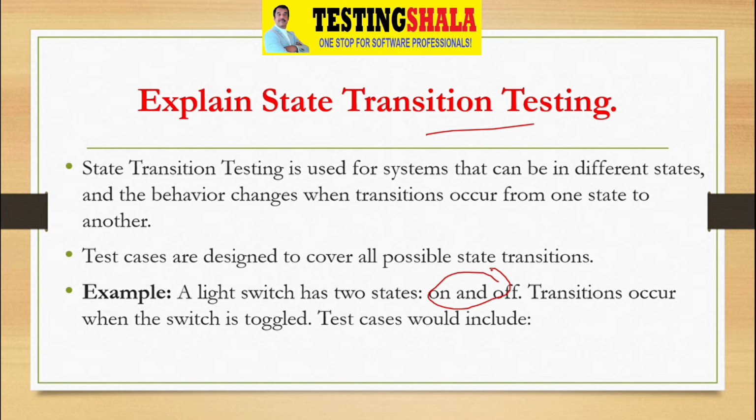If we take an example of a light switch, there are two things that happen. One is what happens when the switch is on and what happens when the switch is off. When the switch is off, the light is going to switch off, and when the switch is on, the light is going to glow. That is where we can apply state transition testing. What happens when the switch is on, what happens when it is off.